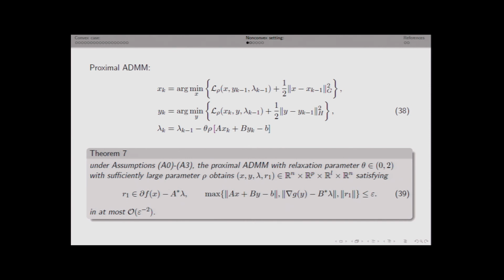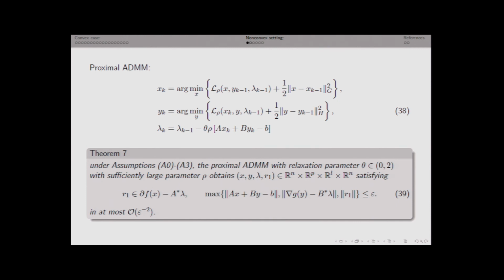But in the non-convex case, all of the papers require that this parameter needs to be sufficiently large. Okay. So since we are allowing to move this parameter, we realize that we can also, by doing this, enlarge the interval where you consider the relaxation parameter. So in this non-convex setting, we can go up to 2 by moving the penalty parameter.